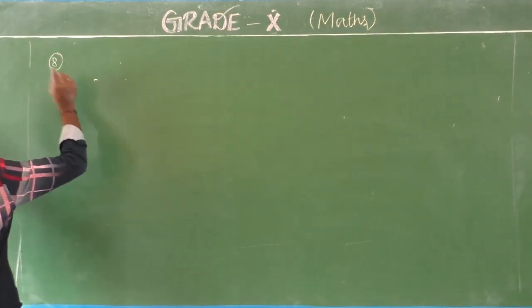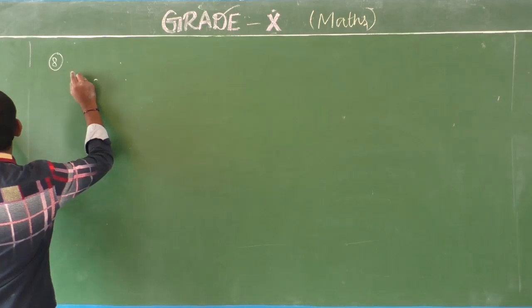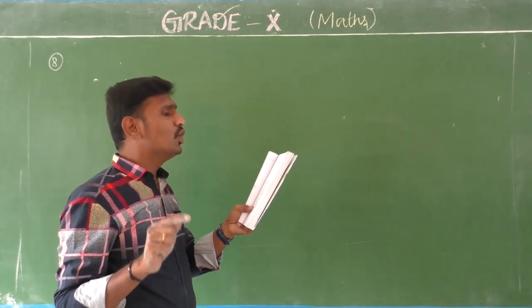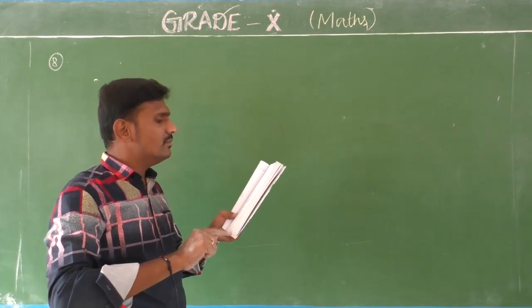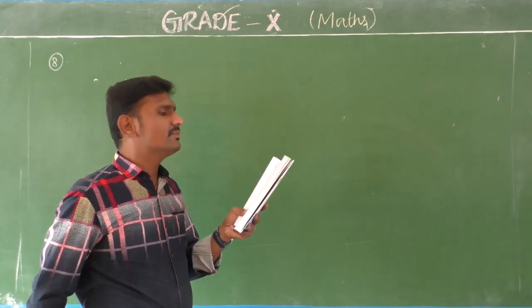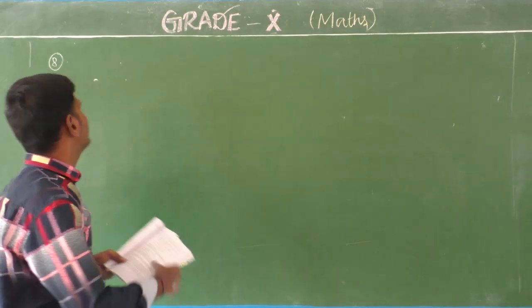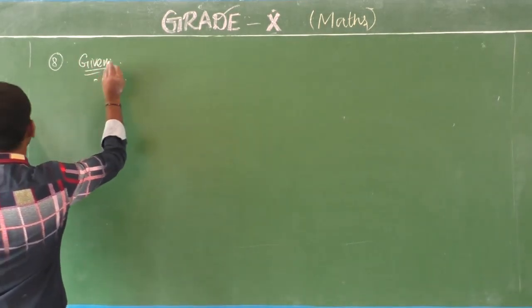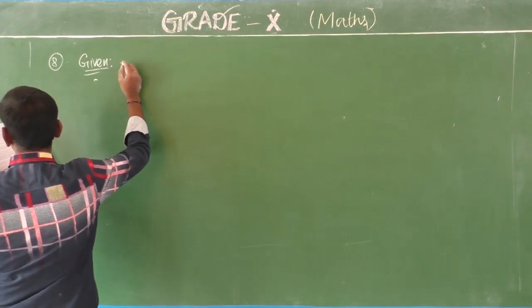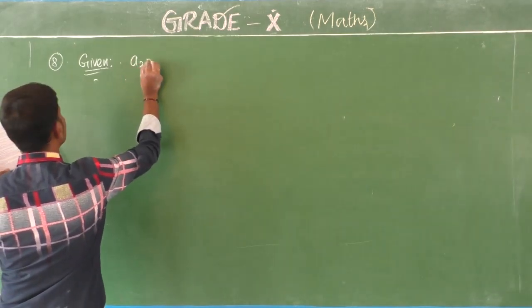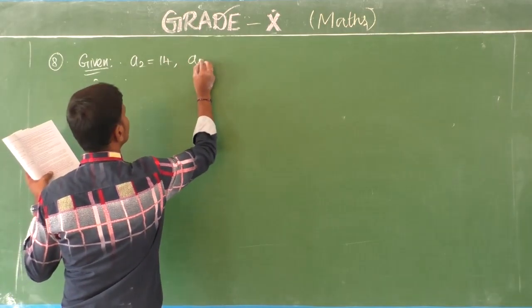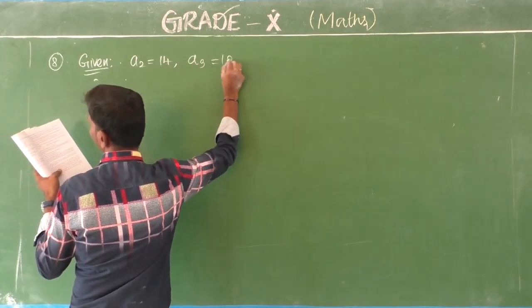So, question number 8. Find the sum of first 51 terms of an AP whose second term and third term are 14 and 18. See, what are the given? The second and the third term. So A2 is equal to 14, then third term A3 is equal to 18.